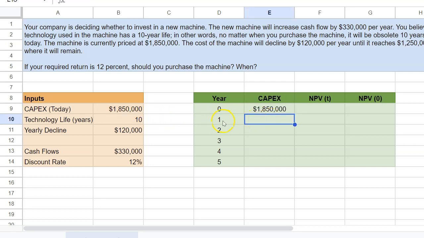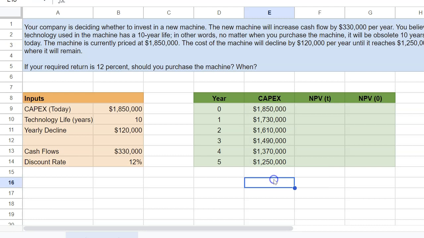And we know that if I delay the investment by 1 year, then next year, the amount of investment that I will need to make will be this minus the $120,000 decline that is going to happen. So next year, the investment will cost less. I'm going to copy this formula and paste it through and through. So each year, my initial investment required will be less until it reaches $1.25 million, which is right here. It's given. So this is the lowest that it will get.